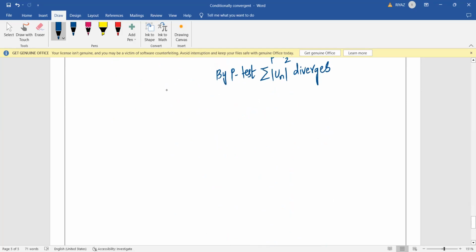Here we have un equals 1 by root n, and un plus 1 equals 1 by root n plus 1. Right? So definitely we can say that un plus 1 value is less than un for all n.